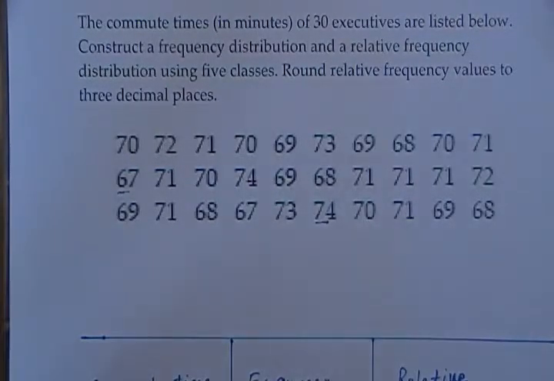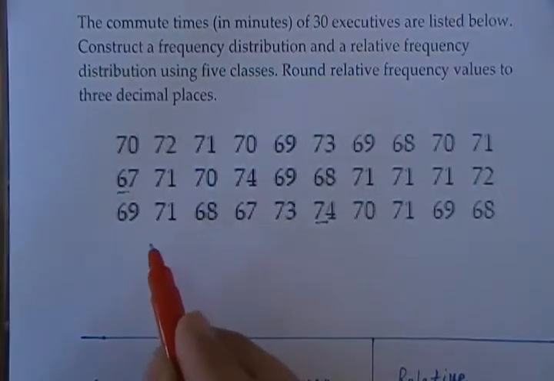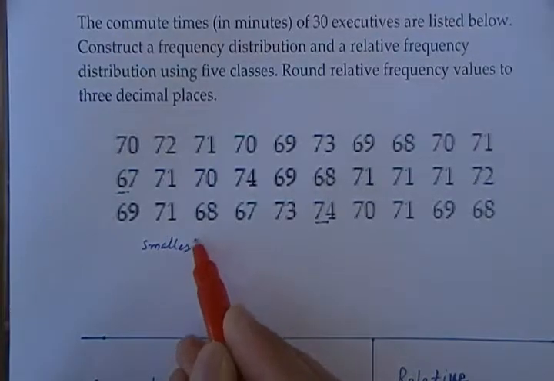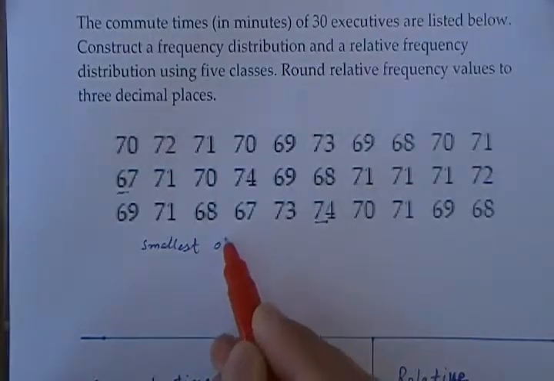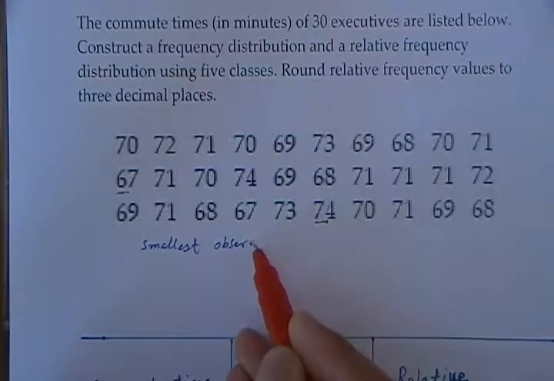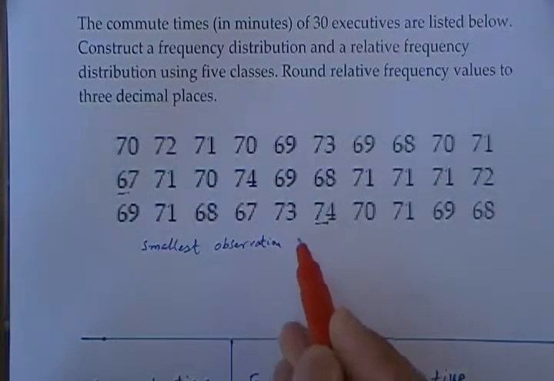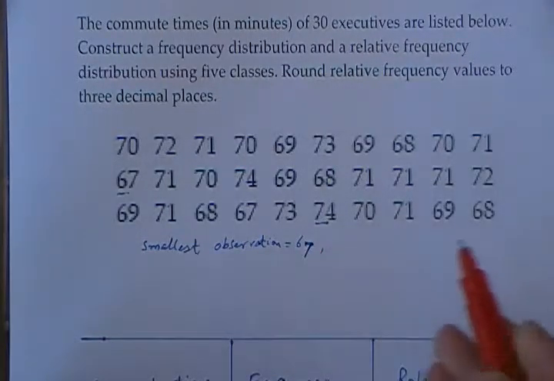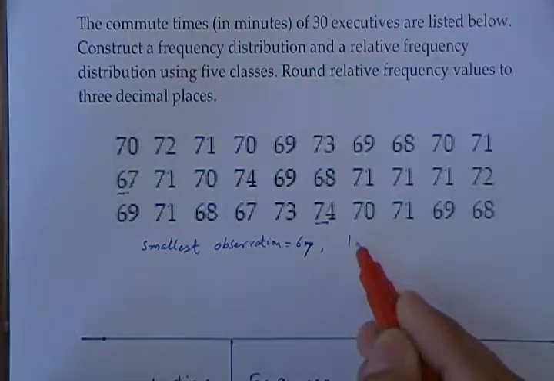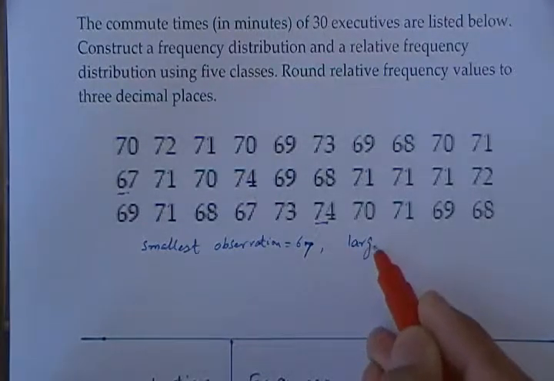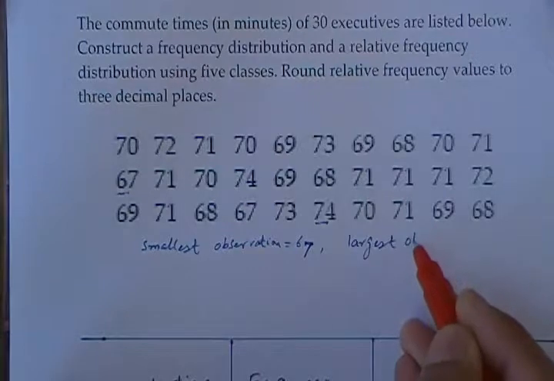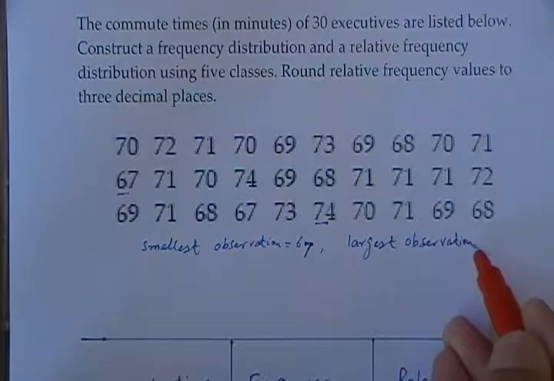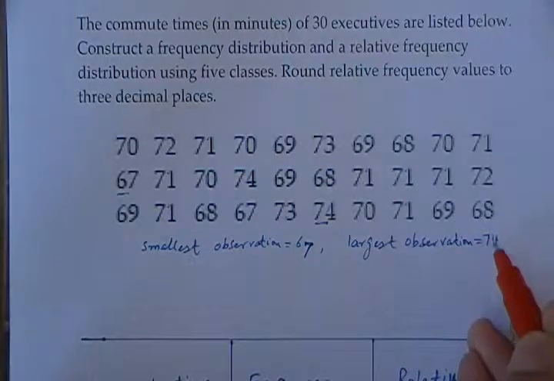So the smallest is 67, and the largest is 74.